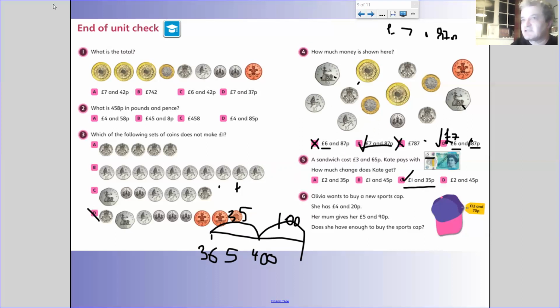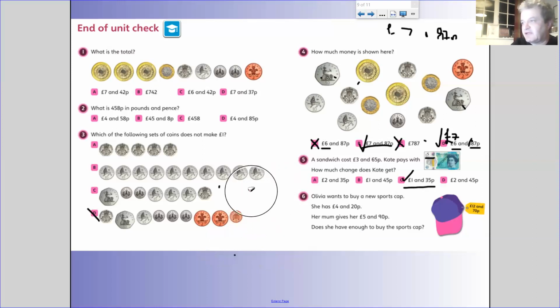I'm going on to question 6 now. Olivia wants to buy a new sports cap. It's £4 and 20p. Her mum gives her £5 and 90. Does she have enough to buy a sports cap? Okay, so what am I going to do with this question? Let's read that again. So, she wants to buy a new sports cap.